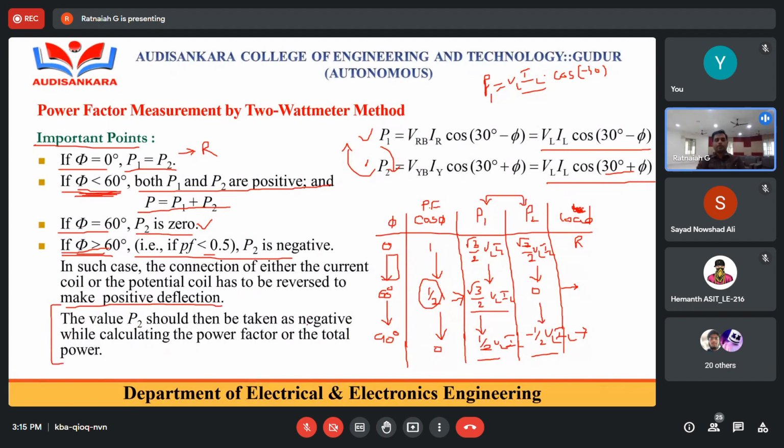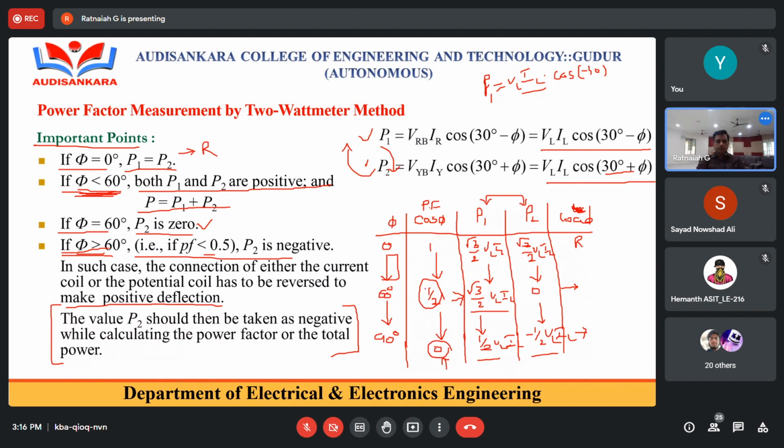When you get one wattmeter reading negative, what we have to do, I can explain at the time of problems. But you have to remember this table. They can ask questions from the table, any type of questions. Say at what power factor does one wattmeter show positive and the other wattmeter show negative? At 0 power factor only, one wattmeter shows positive, and the other wattmeter shows negative.